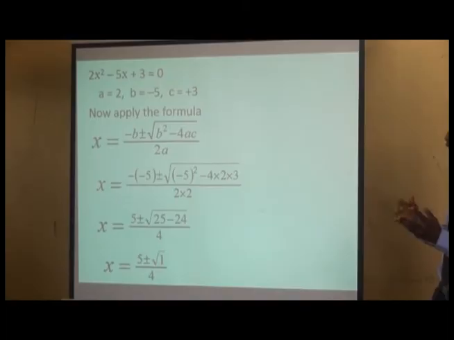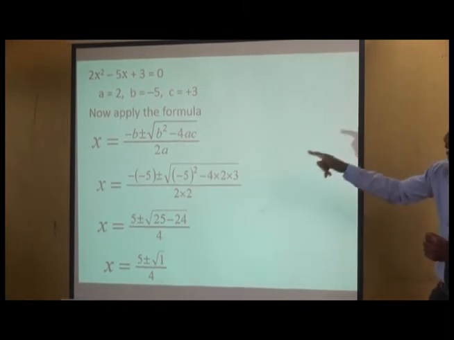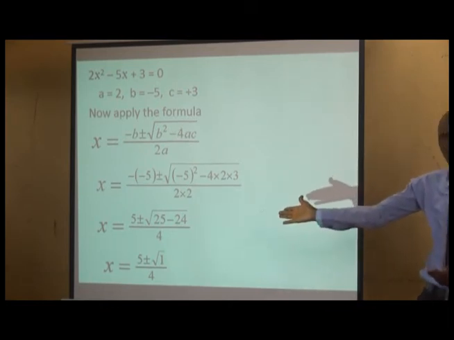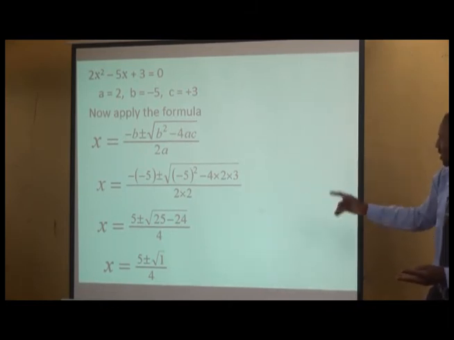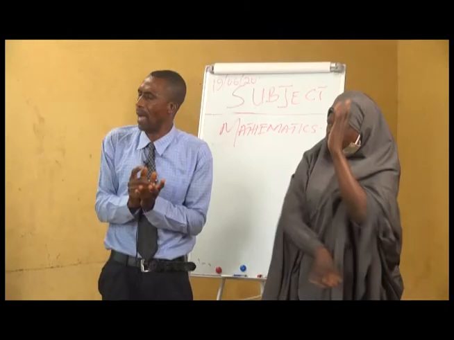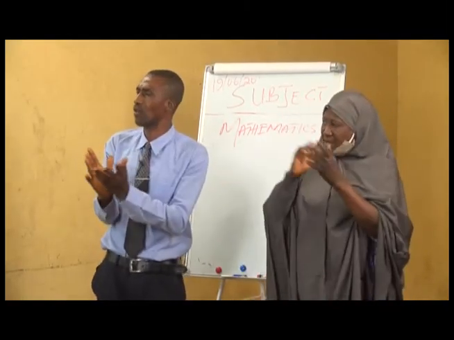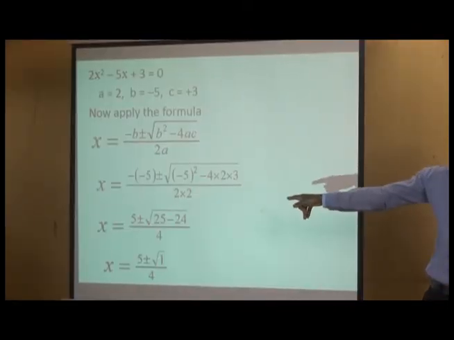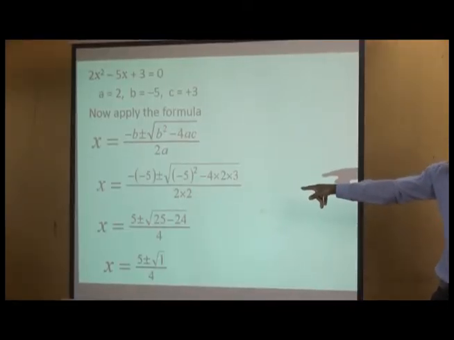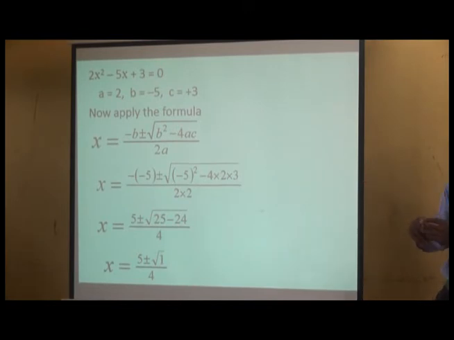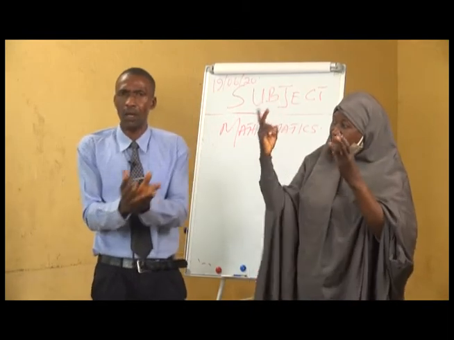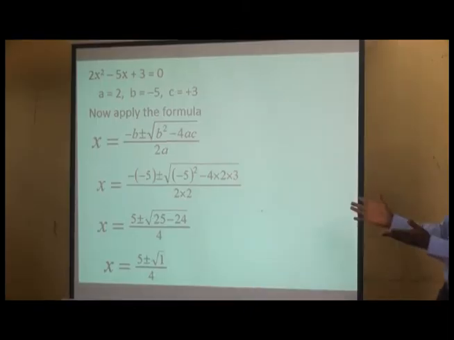So let's simplify. By simplification, our x equals minus 1 multiplied by minus 5. That will give you positive 5. So positive 5 is written. Plus or minus the square root. Minus 5 squared simply means minus 5 times minus 5, and that will give you positive 25. You can see positive 25 inside the square root. And minus 4 multiplied by 2, you are going to get minus 8. And minus 8 multiplied by 3, that will give you minus 24.